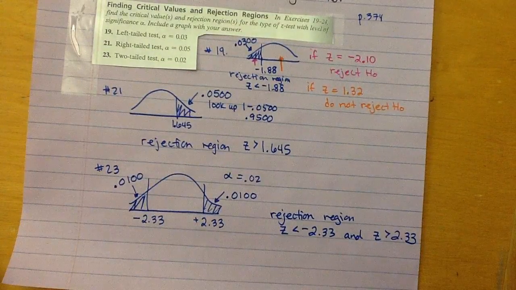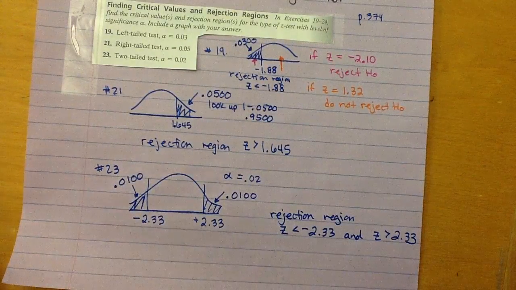Let's go ahead and write out the steps formally for using the rejection region for a z-test for mu.